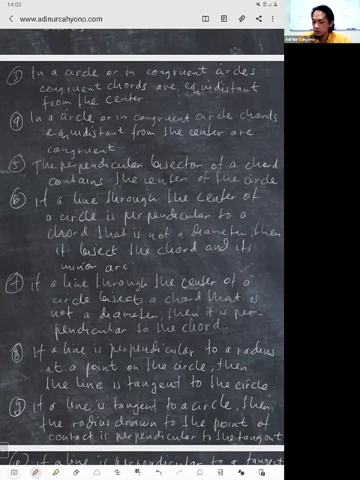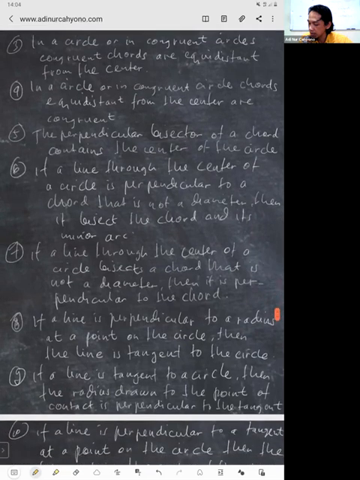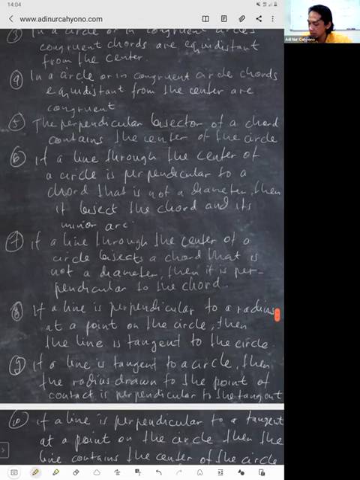There are several theorems that we can use to solve the problem. For example, number 8: a line perpendicular to a radius at a point on the circle is tangent to the circle. Please try to write an illustration of the situation for these theorems.